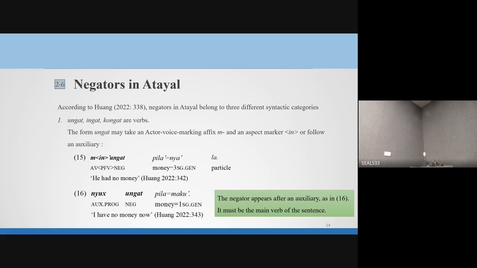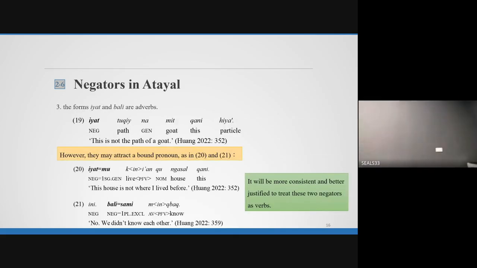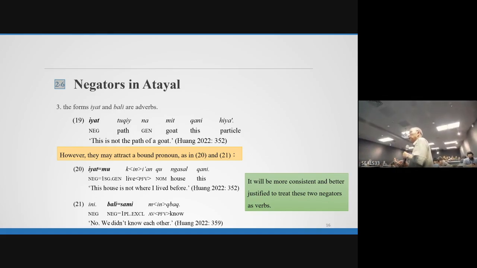So the negator must take the actor voice prefix and infix in perfective aspect marker. Okay, next one. Negators in Atayal. Now, according to Lin Huang, some negators are auxiliaries. I'm running out of time, so I'm not going to get into the examples. And some are adverbs, such as yet.